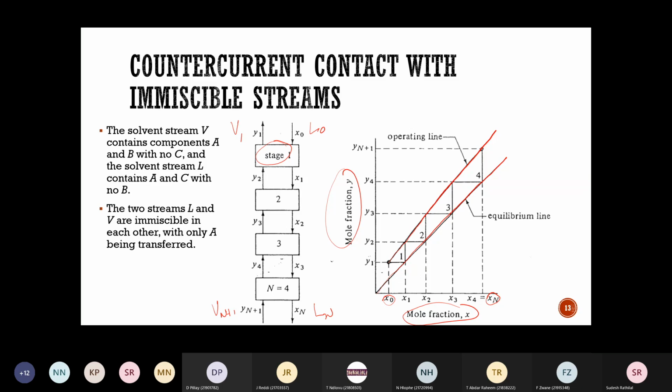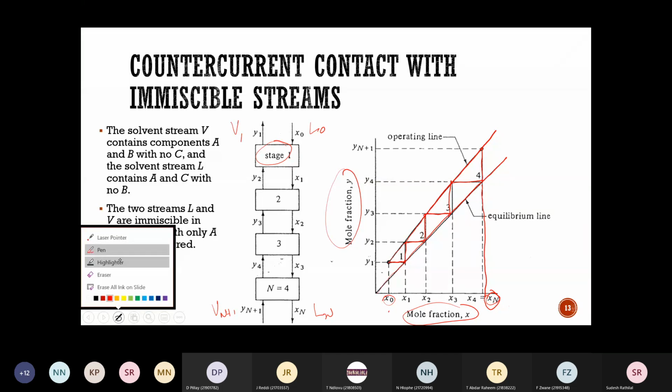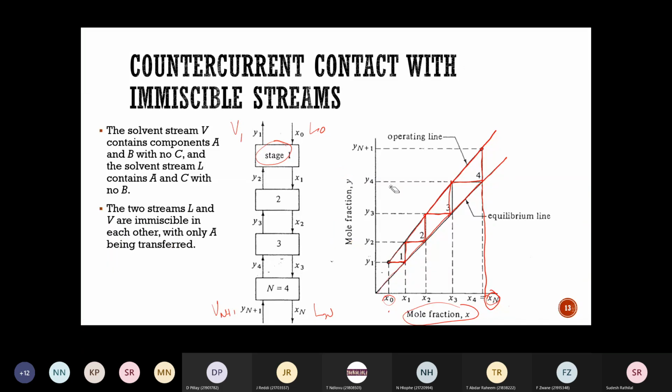So if I step off stage 1, stage 2, stage 3, and stage 4. Stage 4 gives me xn, which tells me that I actually need 4 equilibrium stages if I want to get from x0 to xn. Let me erase that and talk about some other stuff on this diagram.